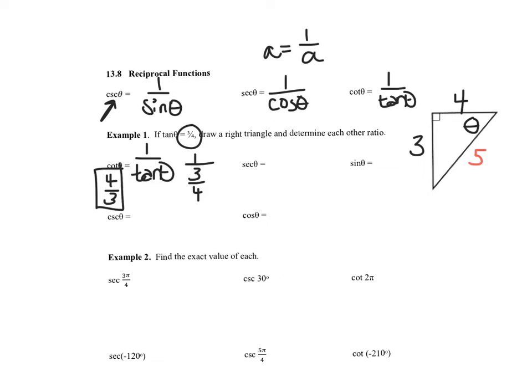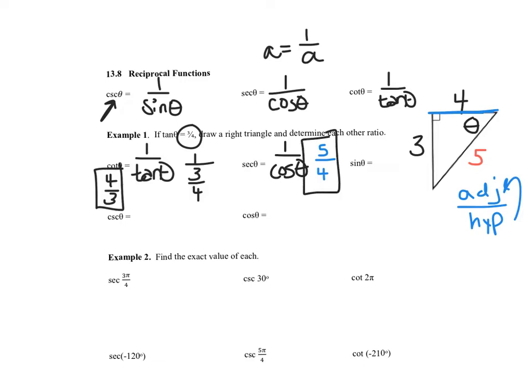Okay, second one, the secant of theta is 1 over the cosine of theta. So cosine of theta, off to the side here, is adjacent over hypotenuse. So that means that the secant must be hypotenuse over adjacent. So this is going to be 5 over 4 because 4 is adjacent. Okay, the sine of theta is opposite over hypotenuse, so it's going to be 3/5.